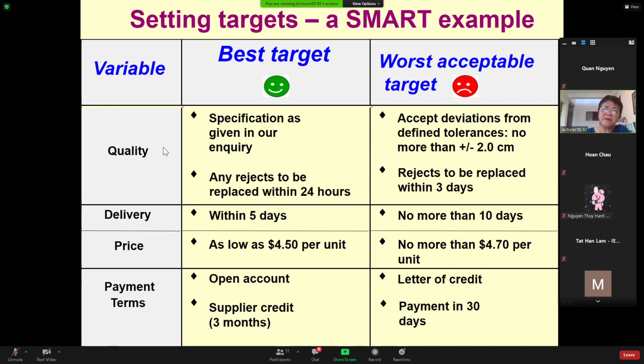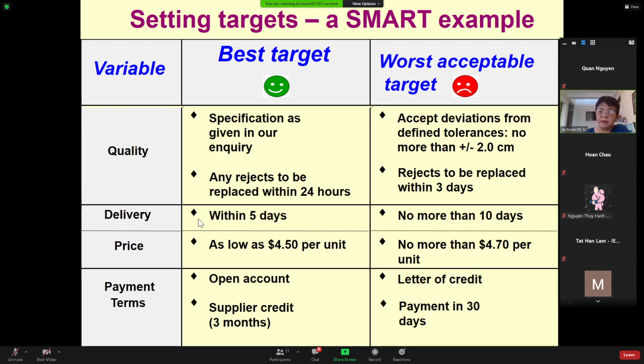So we are specific about quality. In that case, the best target is the specification as given in our inquiry, with any reject to be replaced within 24 hours. That is the best case. In the worst case, we accept a deviation from the defined tolerance of no more than plus or minus 2 centimeters, and rejects to be replaced within 3 days. That is the worst case.